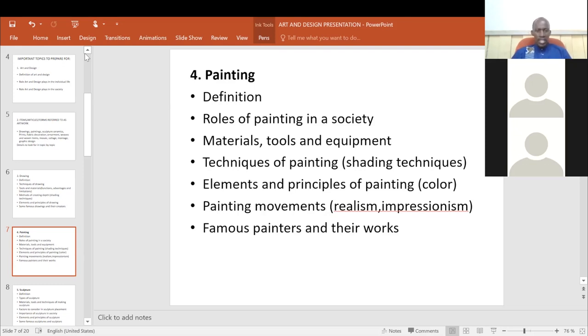The candidate is required to understand the painting movements, or rather, sometimes we refer to them as types of paintings. Now, the painting movements, we have realism, we have impressionism, expressionism, abstract painting, we have surrealism, and we have cubism. Those are painting movements, or sometimes we refer to them as types of paintings.